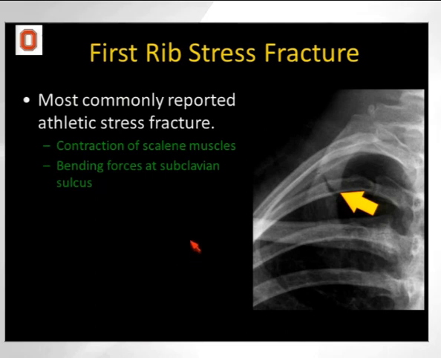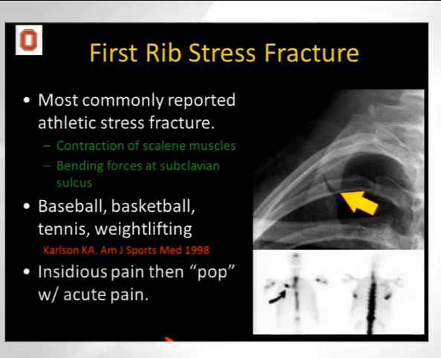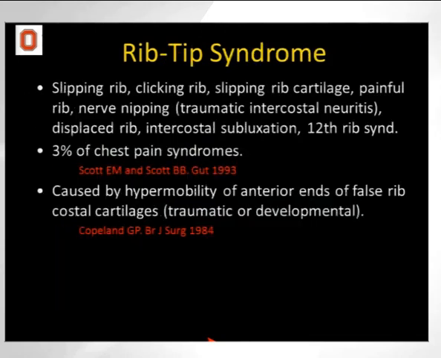Now, when we think about first rib fractures, this is really the most commonly reported athletic stress fracture in the thoracic cage, and this is related to the scalene muscles which insert on the anterior aspect of the first rib. And because it pulls that anterior rib, it usually fails in the subclavian sulcus. It's a very important injury in elite and high caliber baseball and tennis players. And in fact, this patient happened to be one of our pitchers. And when we first reported him, we thought he was costochondritis until he had that very classic history of insidious pain followed by a pop and then the acute pain following that.